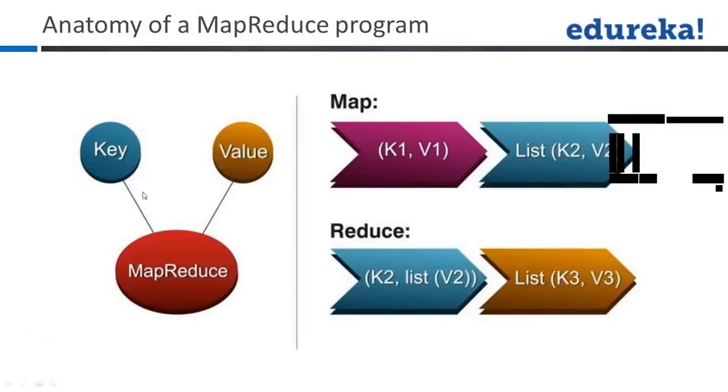Is that clear, guys? Just give me one second. I want you to look at this. I'll explain what this list K2 V2 is, what this K2 and list V2 is, and what list K3 V3 is. These are the four steps which we have, and I will explain them. I want you to just keep this in your mind.